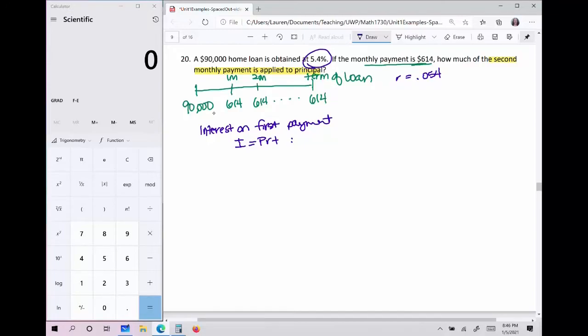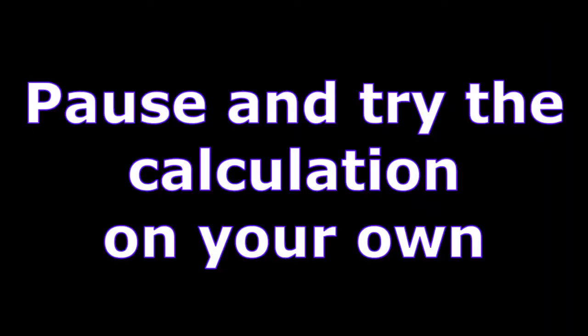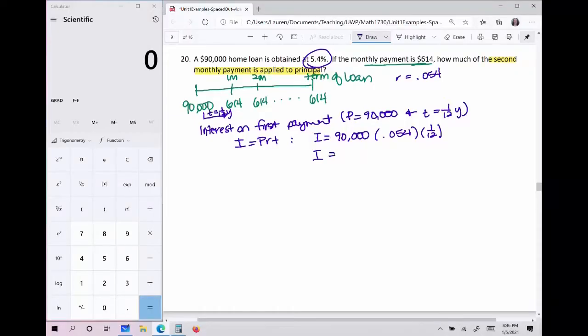And then here our T is just going to be going forward 1 month, so T would be 1/12 of a year. So we have I equals, here our P is 90,000, times our interest rate, times 1/12. Go ahead and take a minute, calculate that. I'm going to do it here on the side. So that means on that first payment we get $405 as interest.